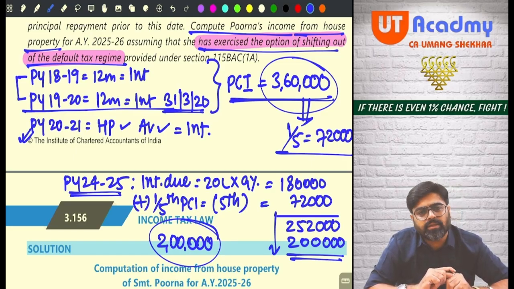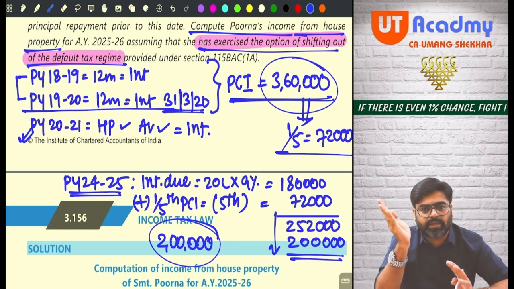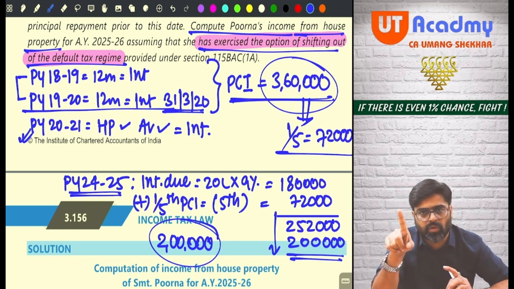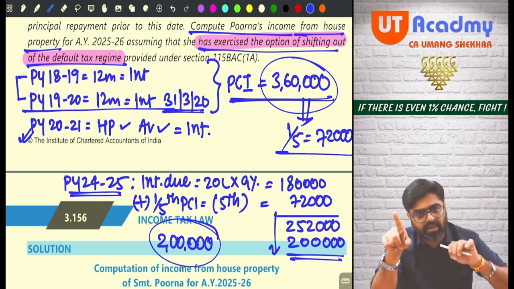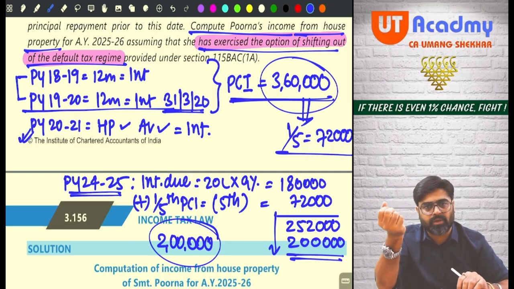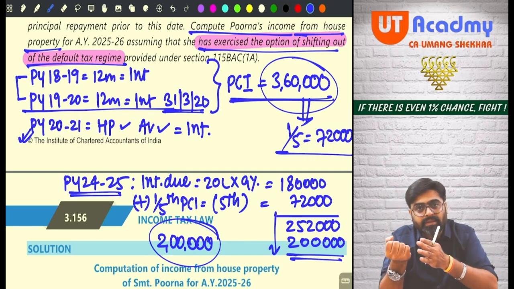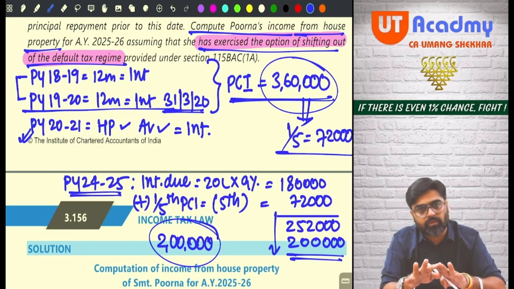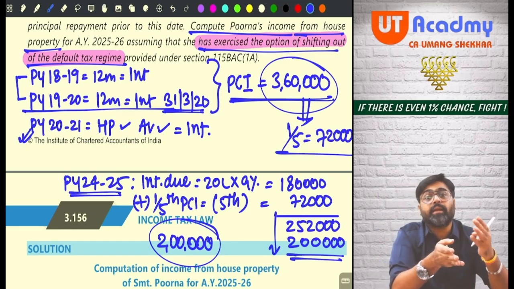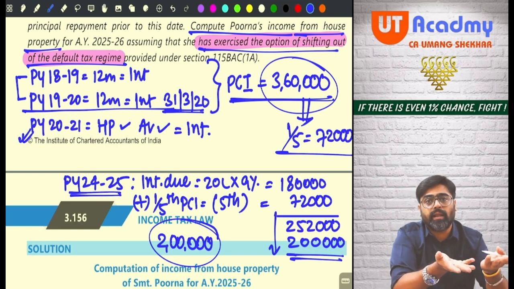8 months pre-construction interest. How come 8 months pre-construction interest is coming, Kani? 1st April 2018 you have taken the loan, no? So pre-construction interest will start from the date of borrowing, 1st April 2018. So how much interest you have paid in 18-19? 12 months. How much interest you have paid in 19-20? Tell me.